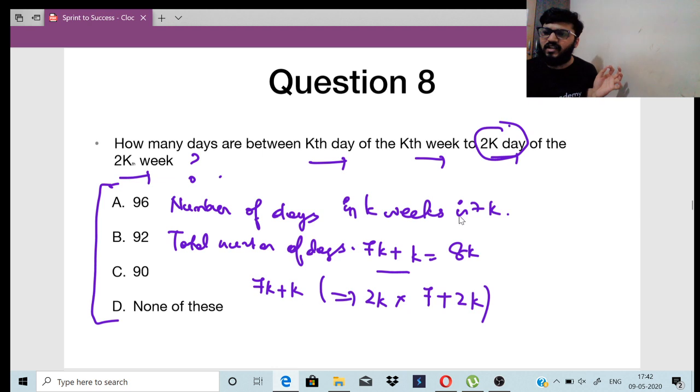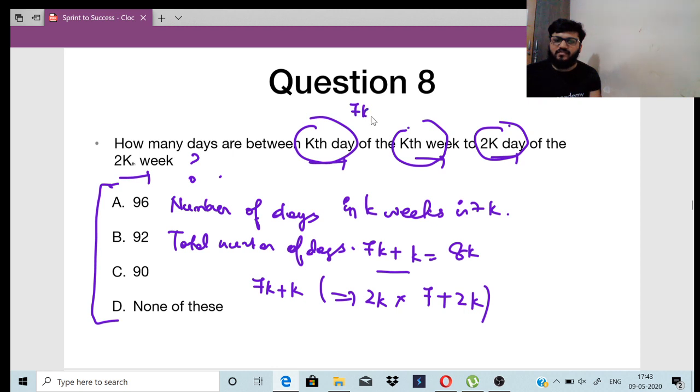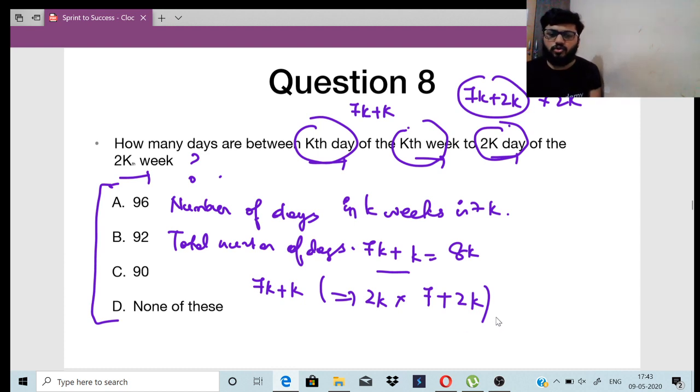How many days are there in a week? There are 7 days in a week. So 7k, plus kth day of the kth week. So this will become 7k plus k. Then again 7k plus 2k, into 2k, that is 2 into 7 plus 2k. So this will be 16k. 7k plus k is 8k. 7k plus 2k is 16k.